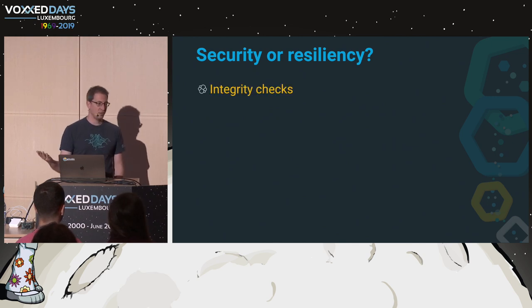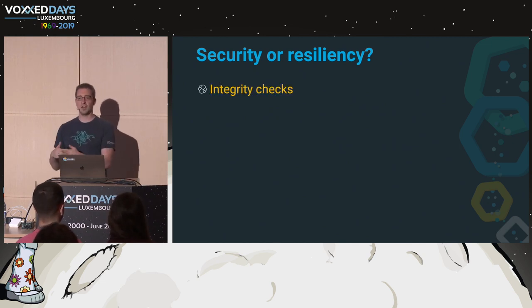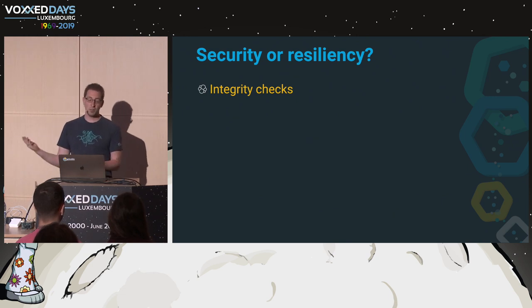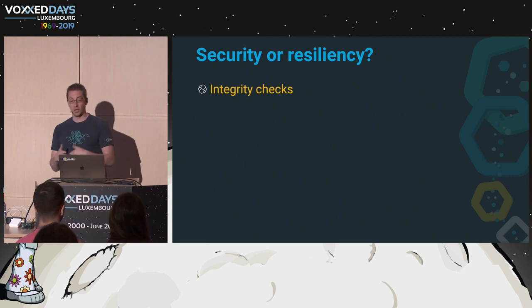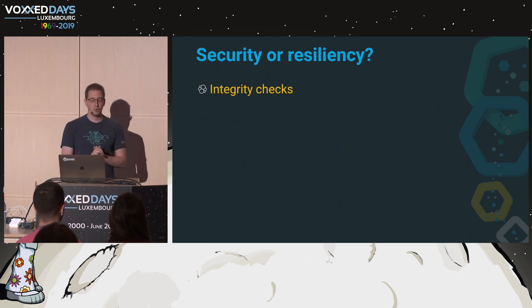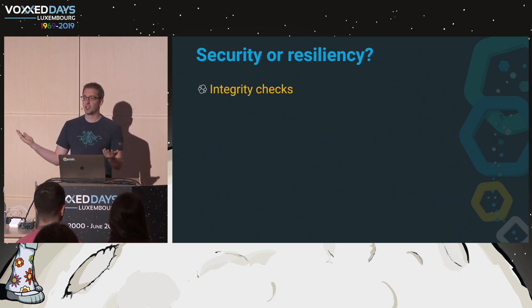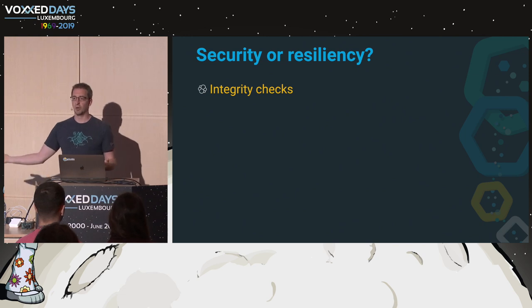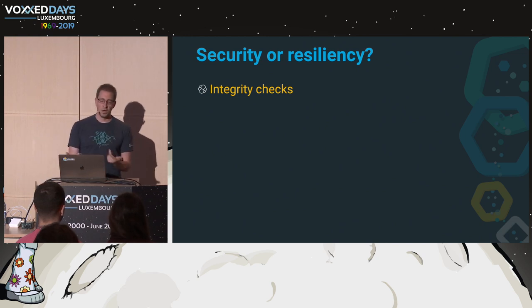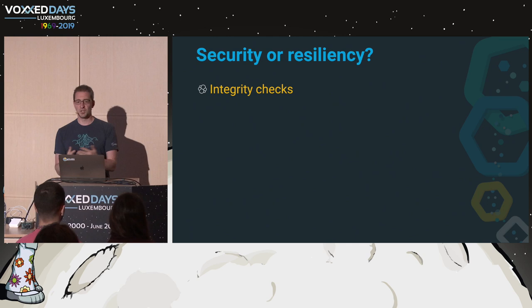Also, the borders are kind of blurry. Imagine integrity checks. If you do an integrity check on a TLS packet, for example, it's considered a security feature, like comparing checksums and these kinds of things. If you do an integrity check and compare checksums with the data you've written to disk, it's sort of a resiliency feature, right? You want to make sure there's no bit flipping going on when writing to disk. So sometimes the same action results in different categorization, and it's sometimes hard to differentiate.